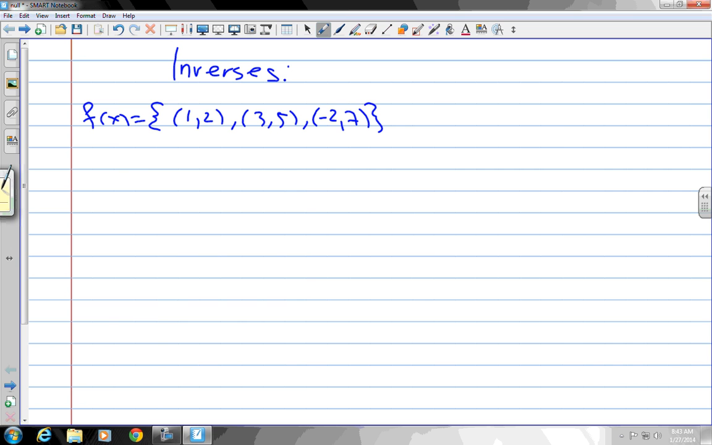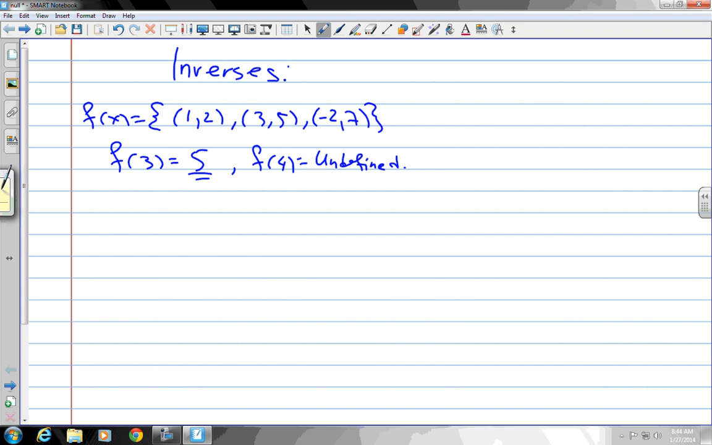If I ask you, for example, what is f of 3, you will say 5. And if I ask you what is f of 4, you will say undefined, right? We don't know, 4 is not in the domain. But if we want to talk about the inverse function of f, the inverse function will tell me where the outputs come from. If I ask you what is the inverse of 5, you will say 3.